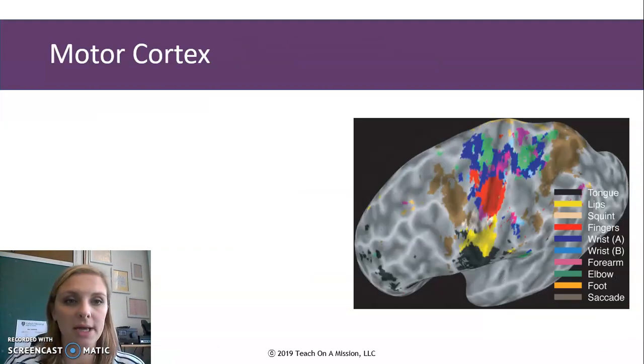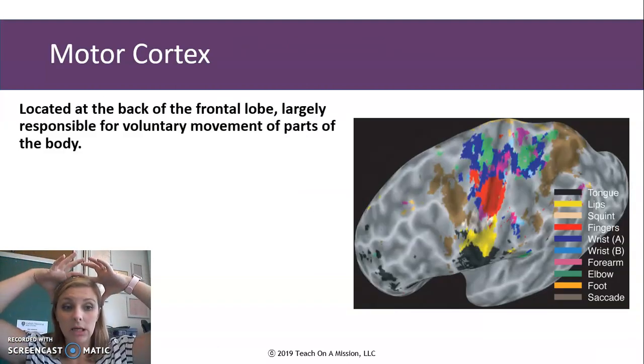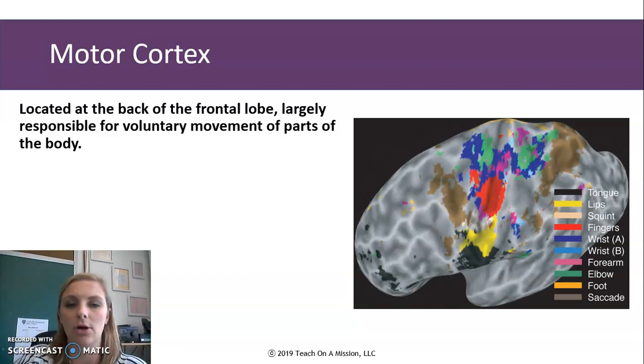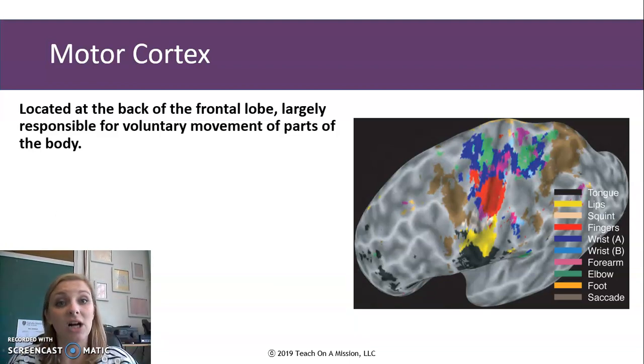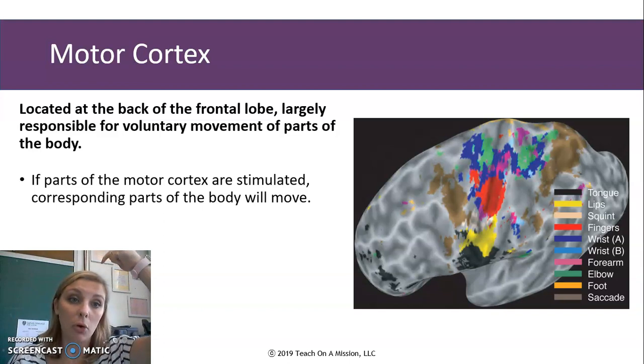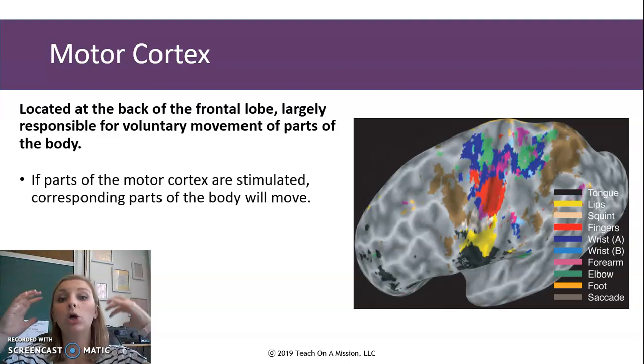Okay, the motor cortex, like I said, is directly behind the frontal lobe. It's located at the back of it, and it's largely responsible for our voluntary movements. So those movements that we decide to make. So that I decide to pick up my phone is a voluntary movement, and that is all controlled by my motor cortex. If you are awake during brain surgery, which is pretty often actually, and we poke at different parts of your motor cortex, the corresponding parts of the body will move.